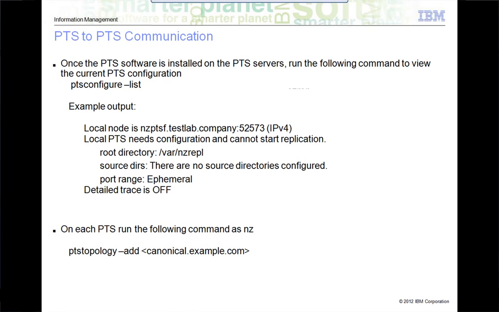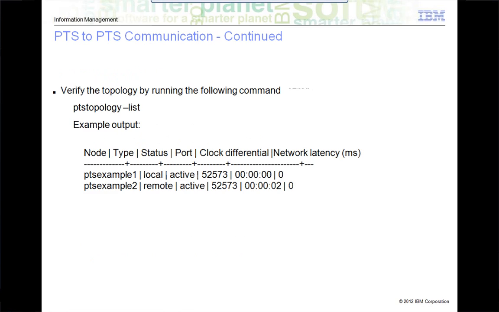And the next command that you can run is called the PTS topology command. So you have to run the PTS topology command to add the PTS host to the topology. And you do so by using that add flag. So you say PTS topology minus add followed by the canonical name of the PTS host. So that you have to execute on all PTS hosts individually to add them to the PTS topology. So once you add all the PTS hosts to the topology, you can verify that information using the list flag of the same command. So it shows the details about the node, the type, whether it is local or remote, the status of that PTS host, the ports, and the clock differentials and stuff like that.